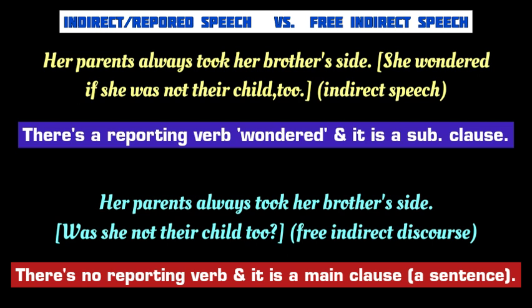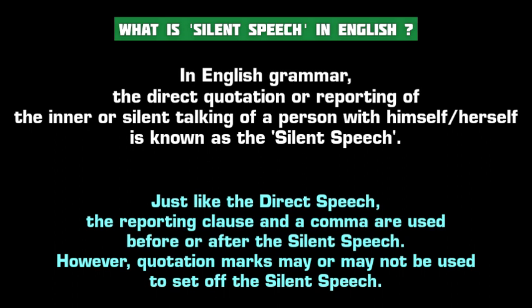In this way, we understand that the free indirect speech denotes the internal thinking of a fictional character expressed not in his or her own voice, but in the voice of the author or the writer. Up next is the silent speech in English grammar. Well, the phrase silent speech means the internal or silent talking of a person with himself or herself.